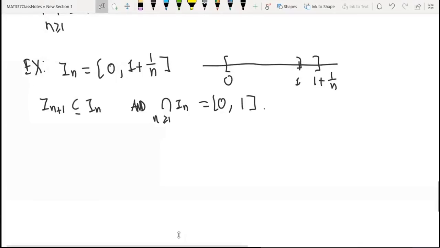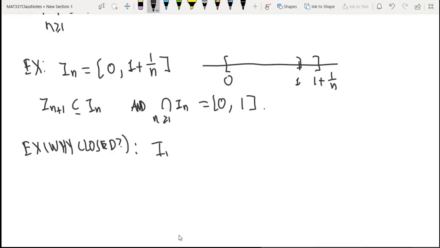Can the intervals be open? No. So let me do an example. Why open, why closed? So take the same guy, but open.